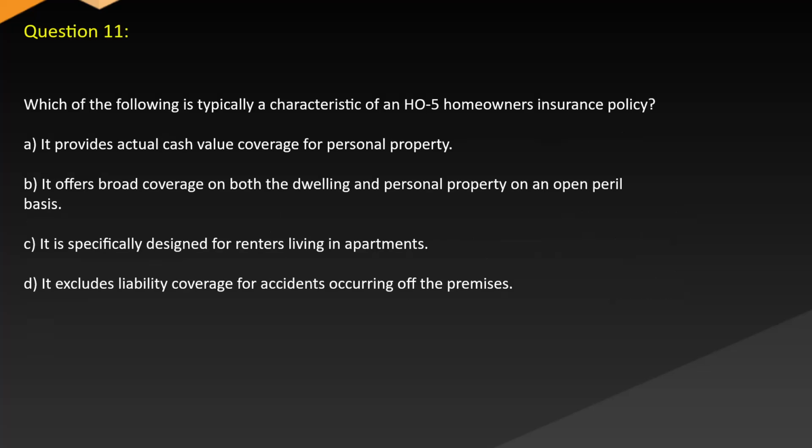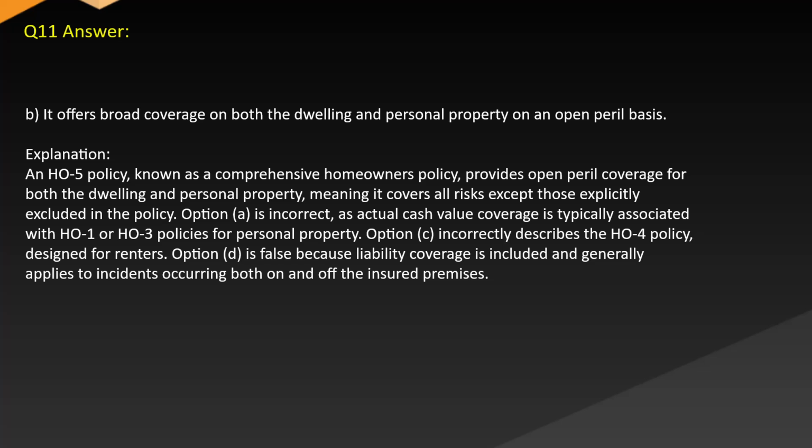Question 11. Which of the following is typically a characteristic of an HO5 homeowners insurance policy? A. It provides actual cash value coverage for personal property. B. It offers broad coverage on both the dwelling and personal property on an open peril basis. C. It is specifically designed for renters living in apartments. D. It excludes liability coverage for accidents occurring off the premises. Answer: B. It offers broad coverage on both the dwelling and personal property on an open peril basis.